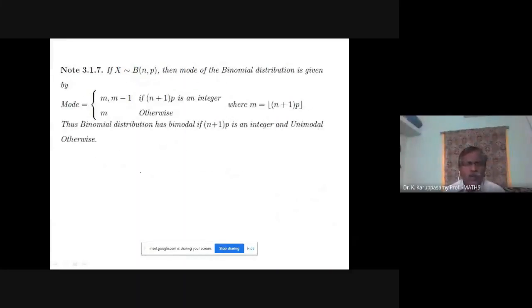This formula was given in the previous class. I am going to use this formula to find the mode. Read the formula once again. In multiple choice questions, part A questions, the mode may be asked, because in just 1 or 2 lines we can get the answer. If X follows a binomial distribution with the parameters N and P, then the mode of the binomial distribution is given by the value with maximum probability.